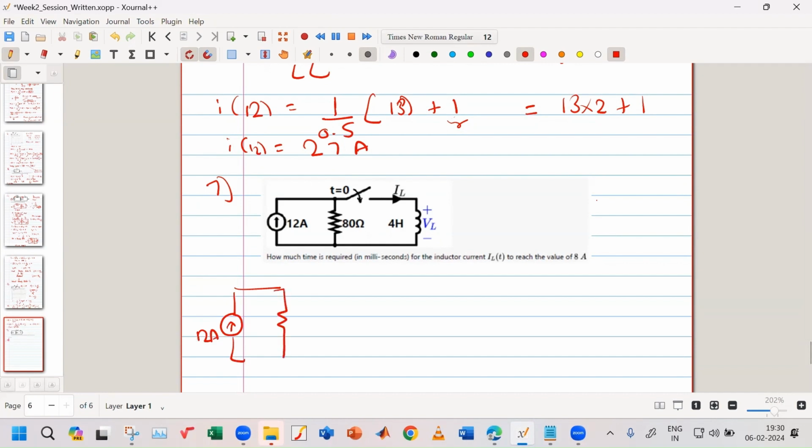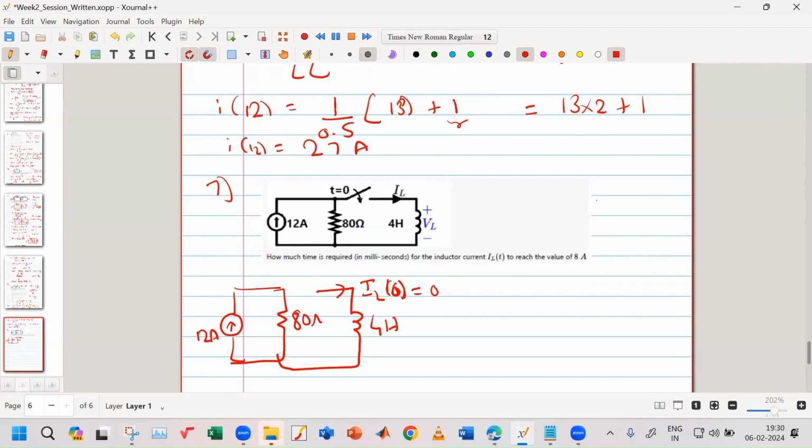The resistor is still there, 80 ohm. And this 4 Henry inductor is disconnected from the circuit. So what is my IL of 0 is my question. IL of 0 will be 0 because this current needs a closed path to flow and there is no closed path to flow.